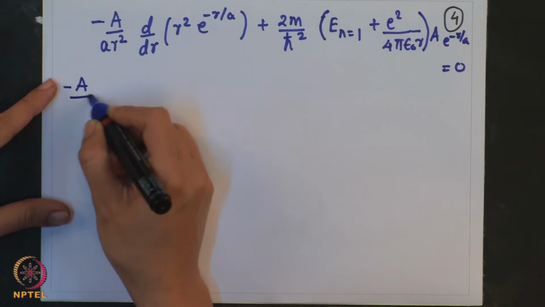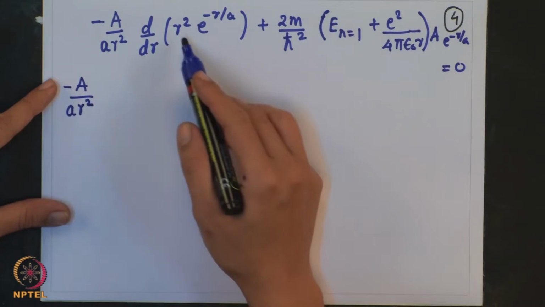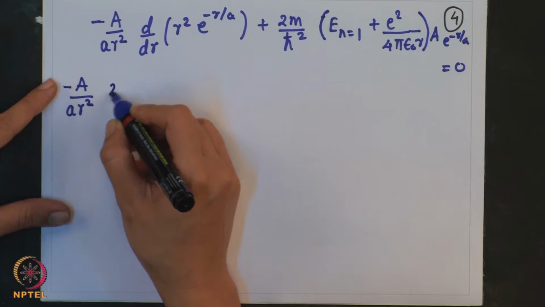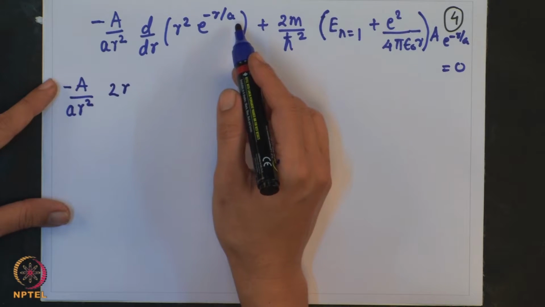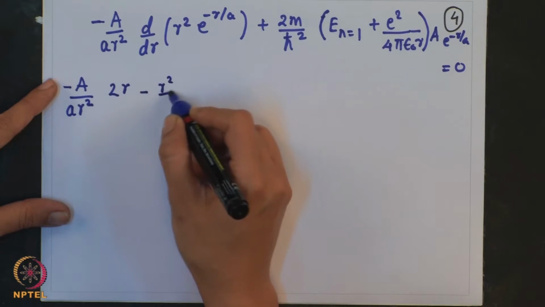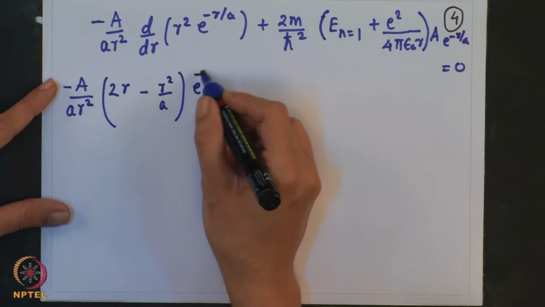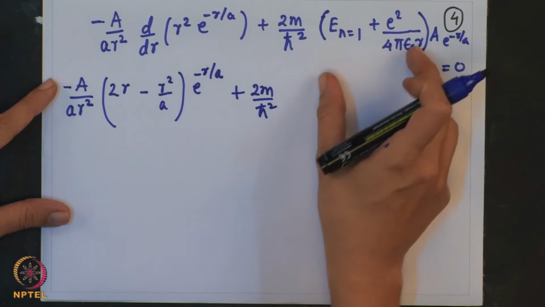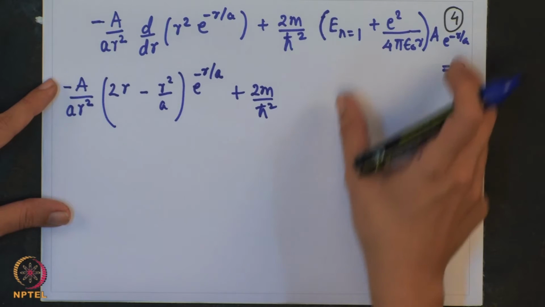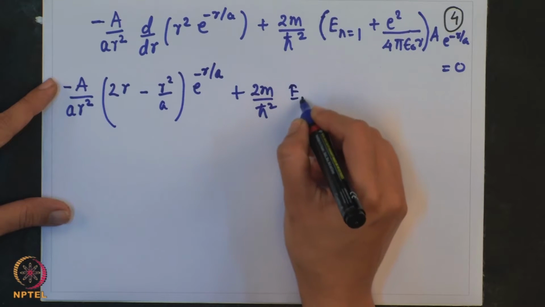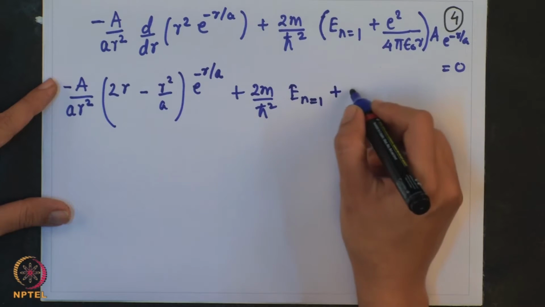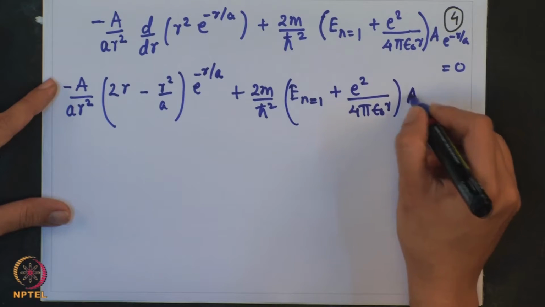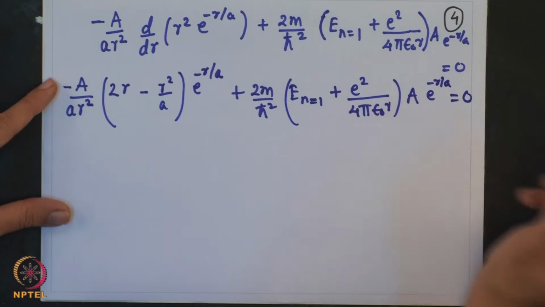minus a by a r square, derivative of this I will have two terms. So, I have here 2 r, I will have a e raised to minus r by a minus r square by a times e raised to minus r by a plus 2 m upon h cross square. This term will remain as it is, it will come down because there is nothing to operate on. This is E plus E square upon 4 pi epsilon naught r times the wave function a e raised to minus r by a, which is 0.